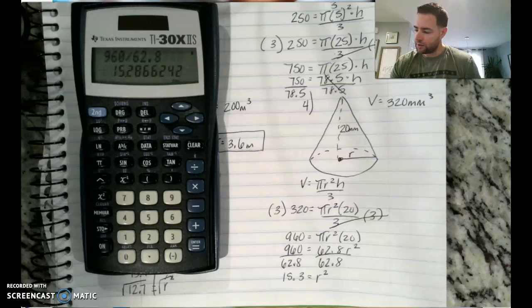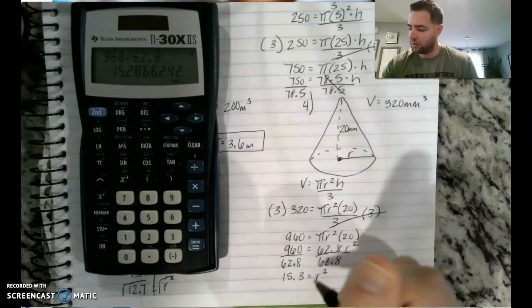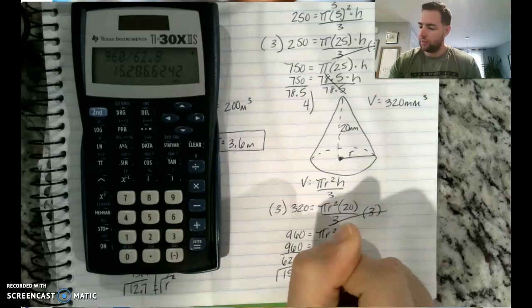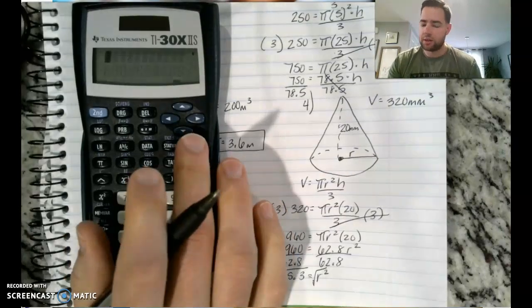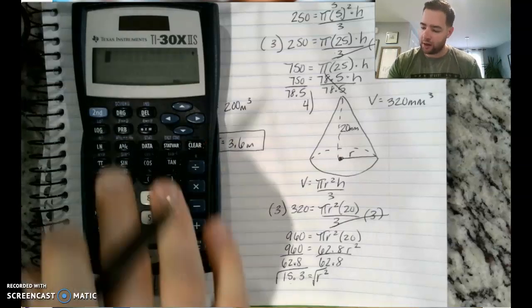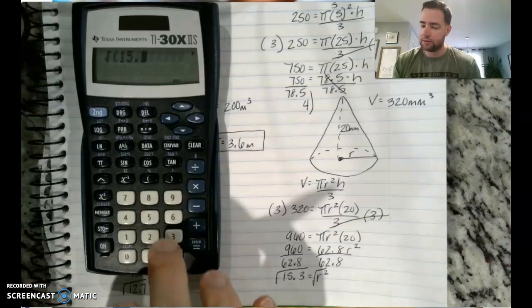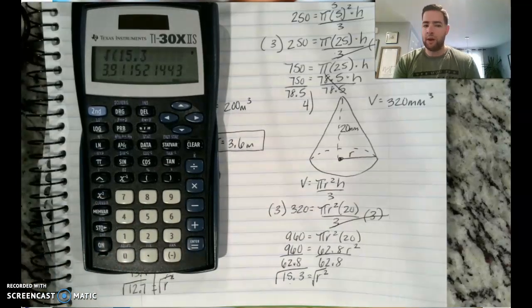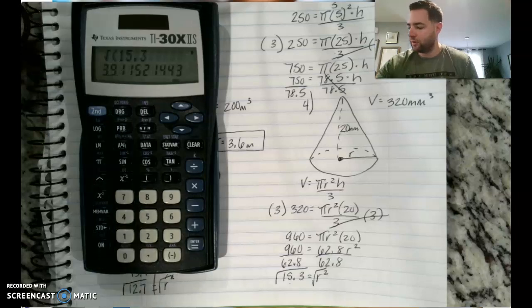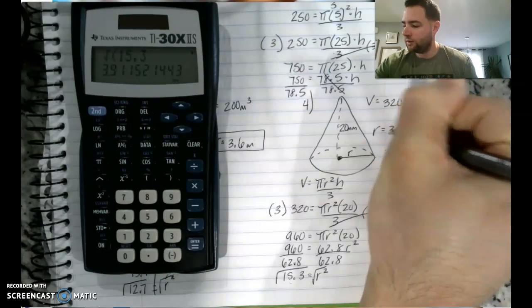So again, to get the radius by itself, we're going to do the inverse of squaring it, which would be to take the square root. Because again, we're asking ourselves what number times itself gives us 15.3. So in order to figure that out, I'm going to hit second x squared, type in 15.3 and hit equals. And we get about 3.9. So my radius equals about 3.9 millimeters.